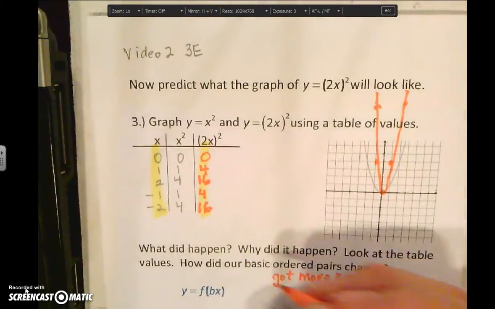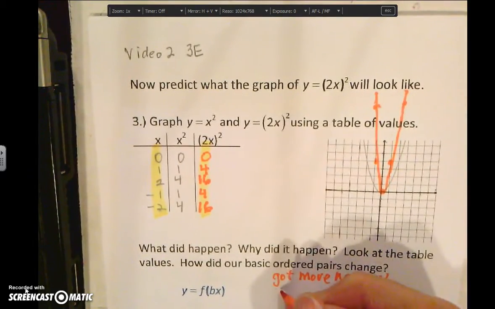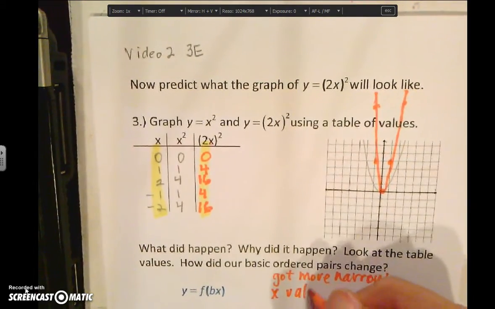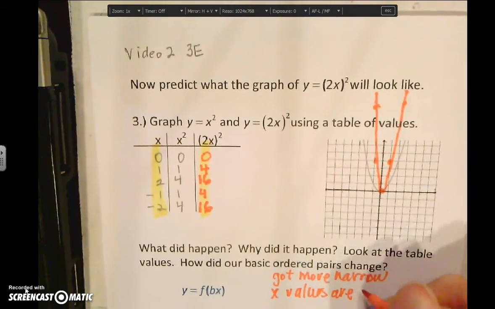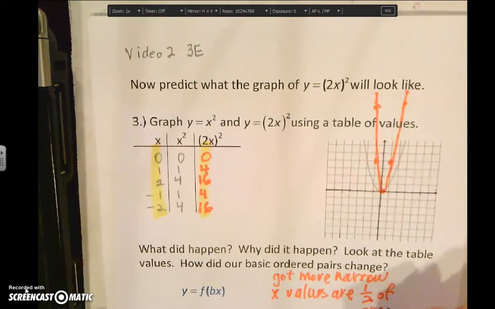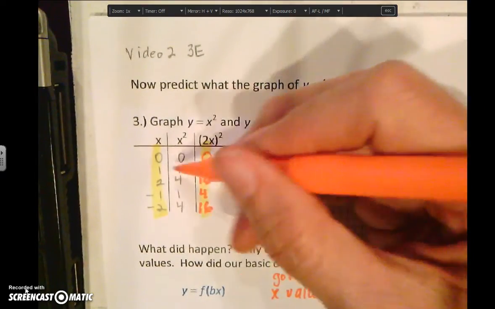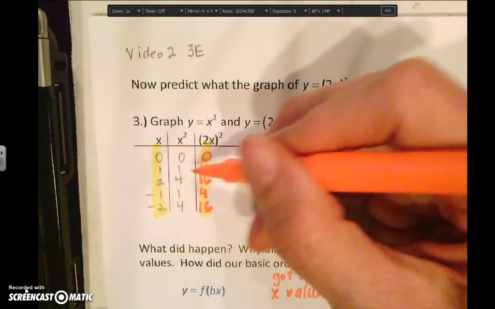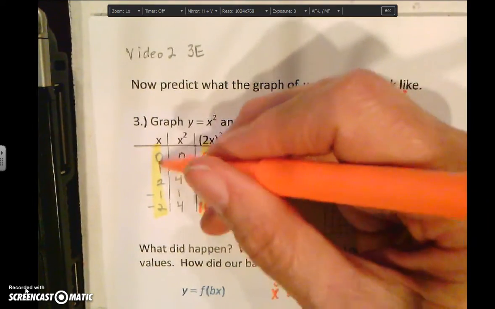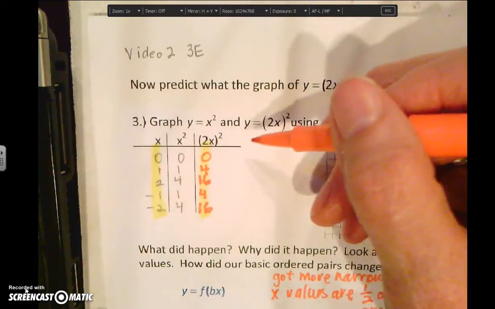So what's going to happen is that our x values are 1/2 of the original. So when I originally got a 4, I would have a 2 here. So normally I had a 2, 4. Now I have 1, 4. So it's kind of like it's shifting my x values and making them half as big on that.